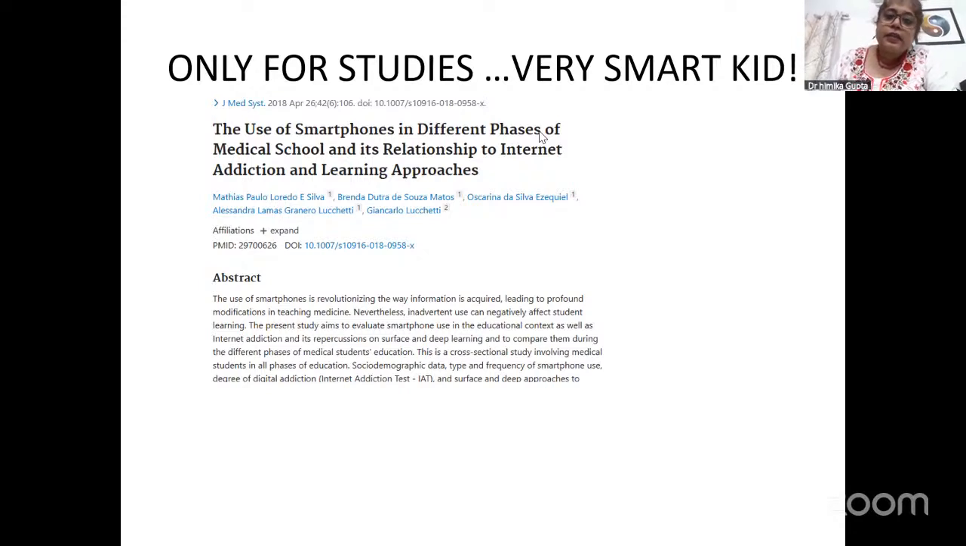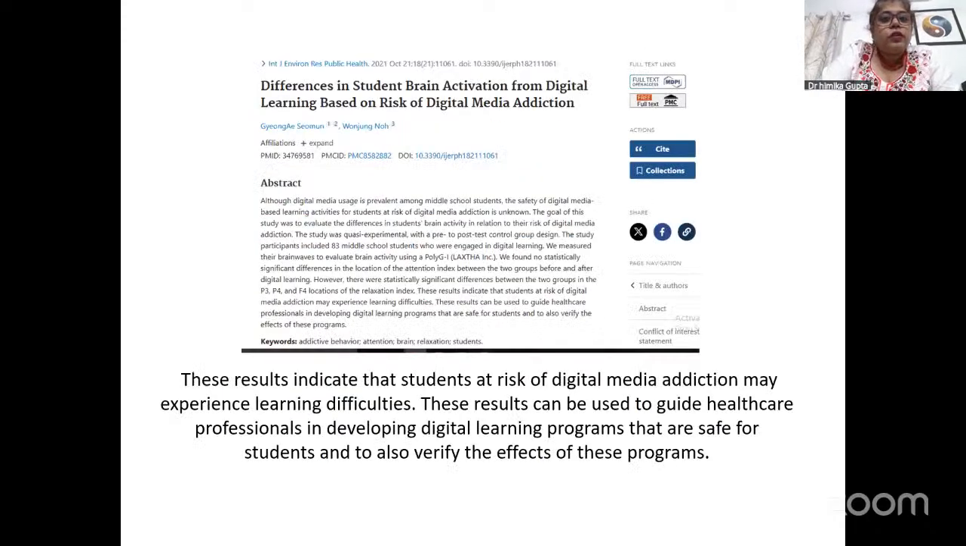And it's like a double-edged sword. And more or less in very initial, in mid school and preschool levels, if you're going to introduce this to them, you're going to land up in trouble. That is what roughly most of the data tells us. So this is another study, a very nice one, where they said that students at risk of digital media addiction, okay, experience learning difficulty.